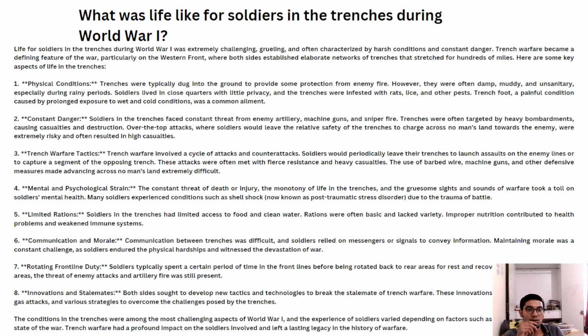What was the life of a soldier in the trenches like during the war? Physical conditions: trenches were typically dug into the ground, providing some protection from enemy fire. However, they were often damp, muddy, and unsanitary, especially during rainy periods. Soldiers lived in close quarters with little privacy. The trenches were infested with rats, illness, and other pests. Trench foot, a painful condition caused by prolonged exposure to wet and cold conditions, was common.